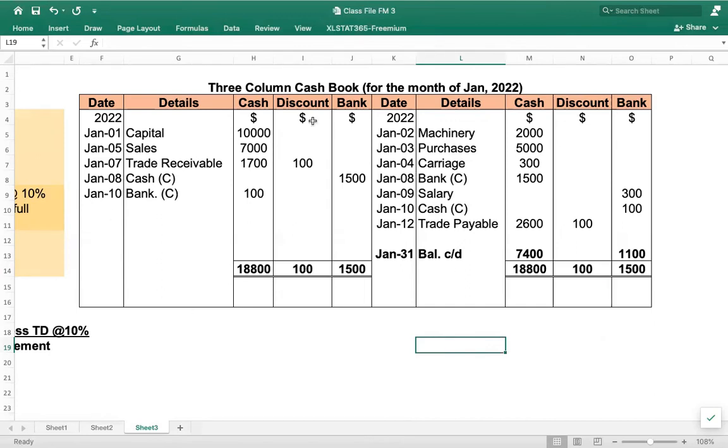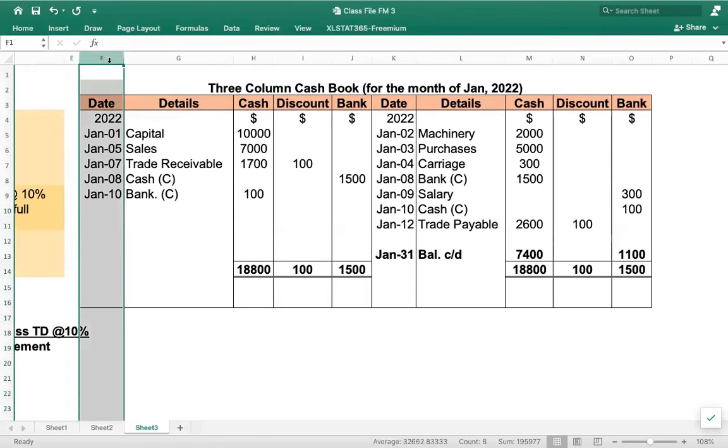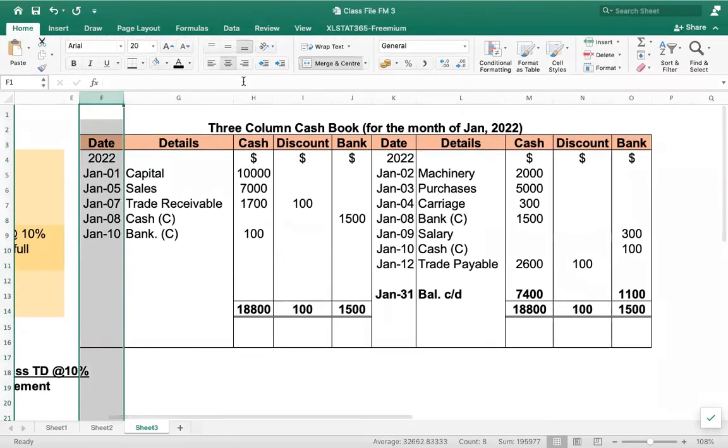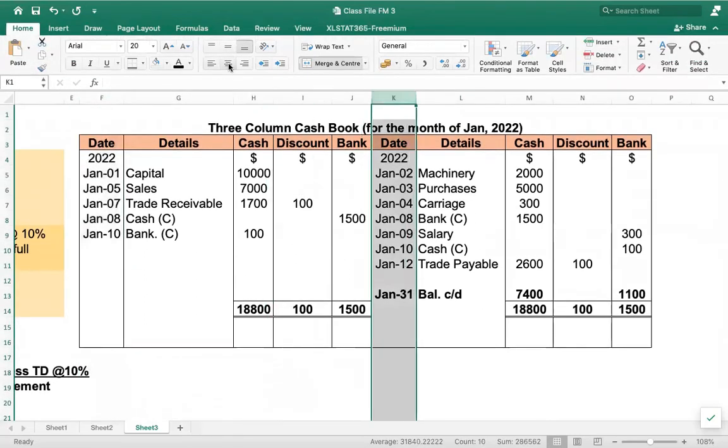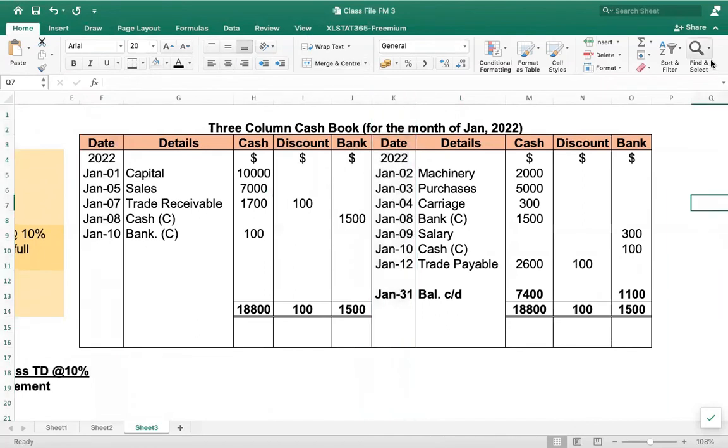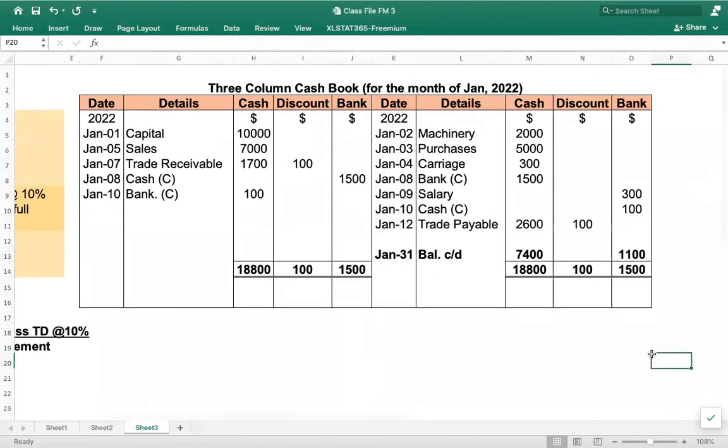I hope you understood all this recording. Only which transactions are we supposed to record in the 3-column cash book? Only cash and bank transactions. Now this debit side discount column and credit side discount column, we don't balance because both are not the same, both are different.